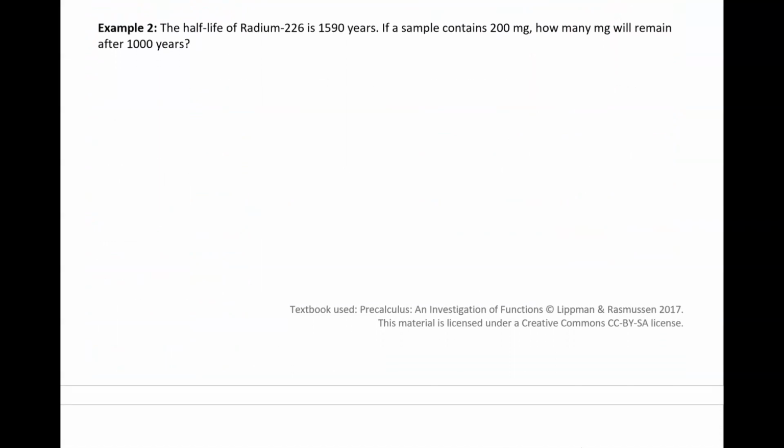It says the half-life of radium-226 is 1590 years. If a sample contains 200 milligrams, how many milligrams will remain after 1,000 years? And so we're going to follow the same steps as we did in the previous example. The first step we want to do is find R. In finding R, let's look at what's happening. So it says the half-life is 1590. The sample contains 200 milligrams. How many will be left after 1,000 years?